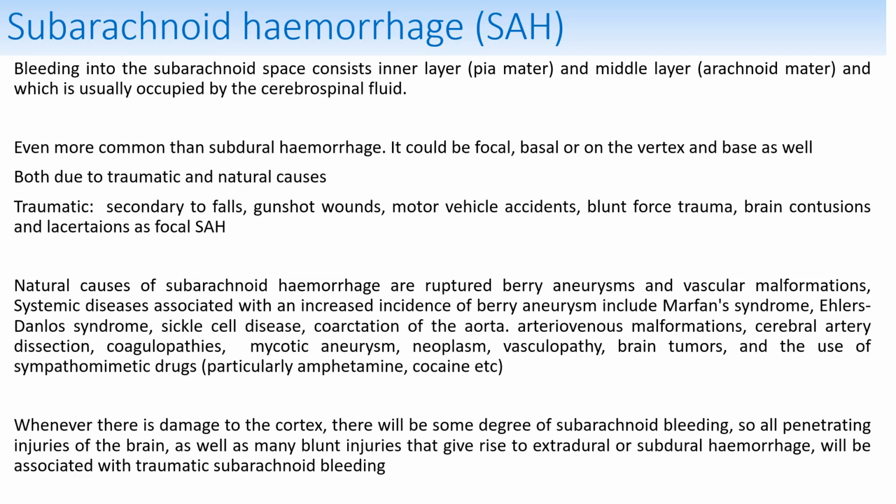The third type of membranal hemorrhage is subarachnoid hemorrhages. As per the definition, it is the bleeding into the subarachnoid space, which consists of the inner layer, that means pia, and the middle layer, arachnoid matter, and this place is usually occupied by the cerebrospinal fluid as well. This type of hemorrhage is more common than subdural hemorrhage, and also it could be focal, only basal, or in the vertex, or involving the whole brain.